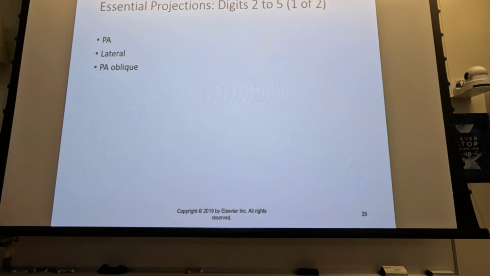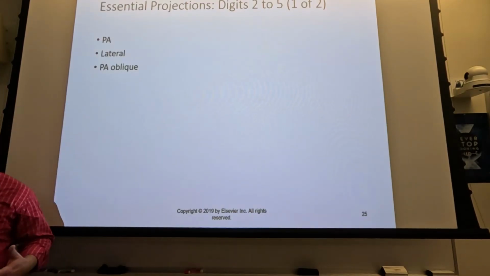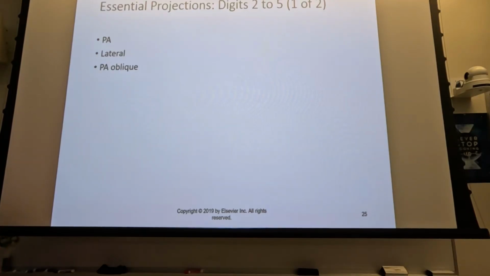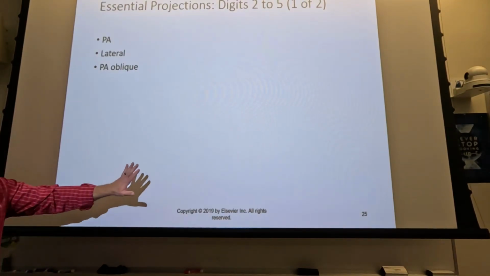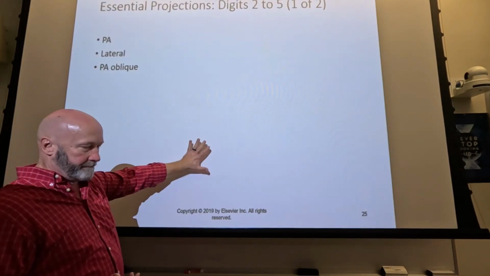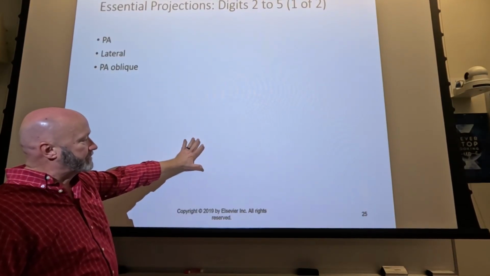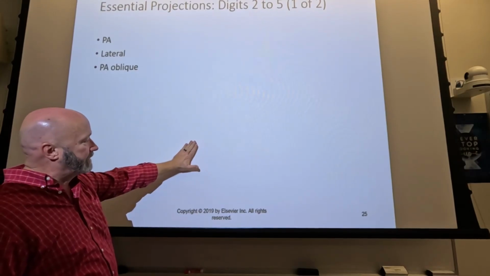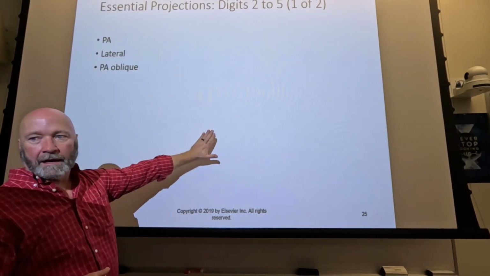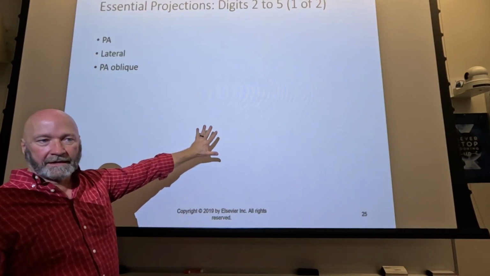All right, so our essential projections for our individual digits are going to be PA, which means your hand is going to be prone, lateral, and a PA oblique. The oblique is not specific, and this applies to the lateral as well, because it depends on which digit we're looking at. For individual fingers, make sure that you get it in a prone position and separate the fingers. If the patient doesn't separate their fingers, then the soft tissue can overlap between one and another. So separate the fingers as much as you can.